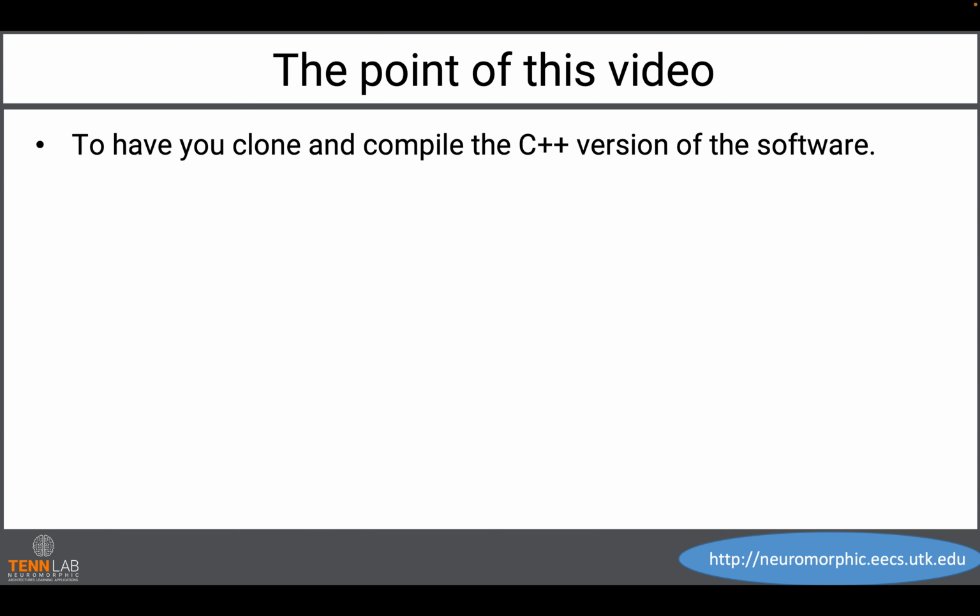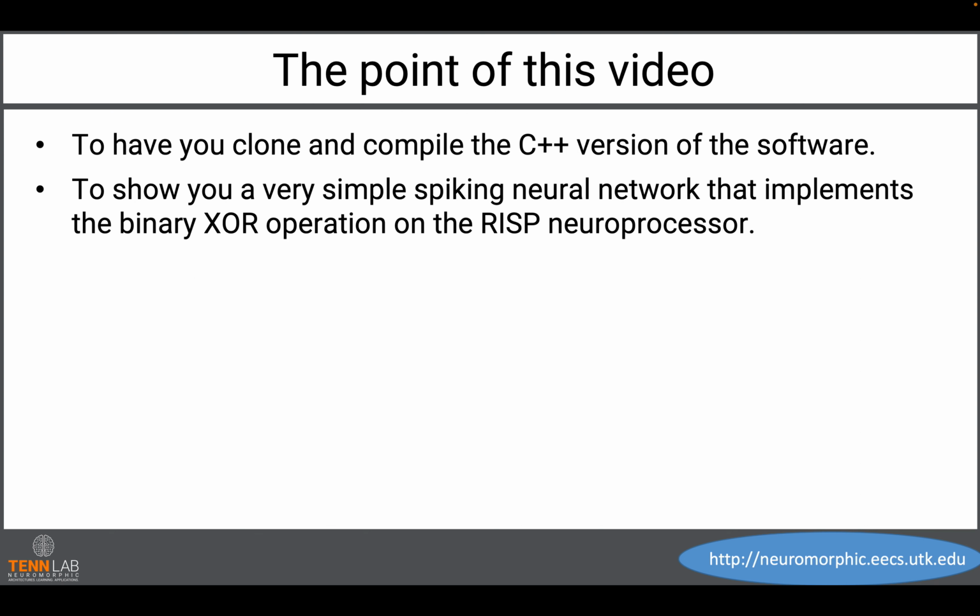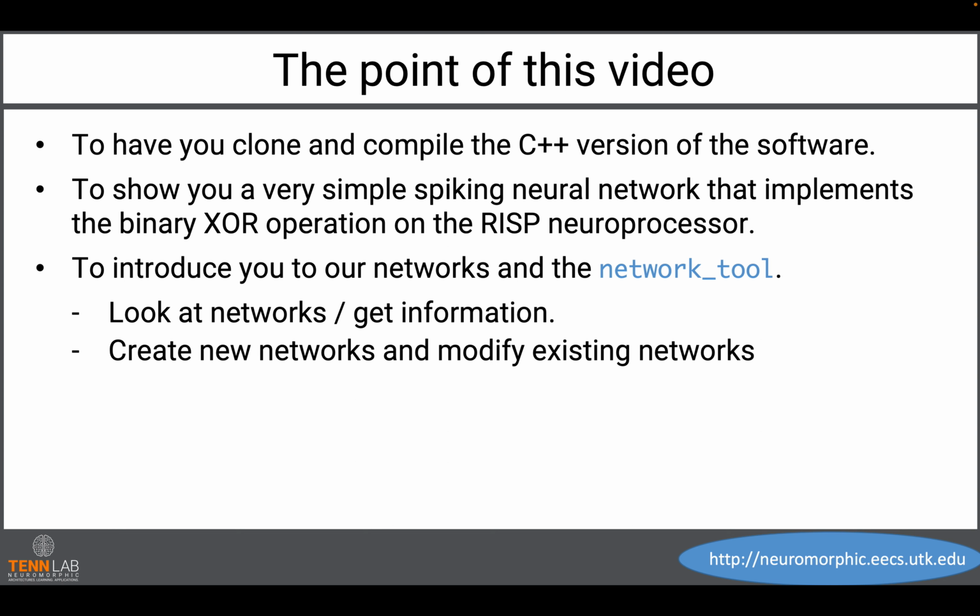So the point of this video is multifold. We're going to have you clone and compile the C++ version of our software, and we will do that together. I'm going to show you a very simple spiking neural network that performs the XOR operation on the RISP neuroprocessor, and we're going to use that network kind of as the motivator throughout this video.